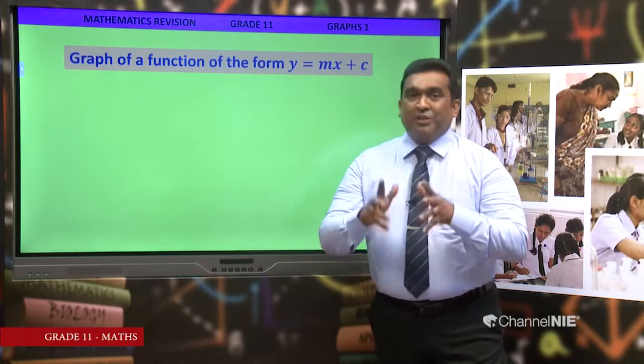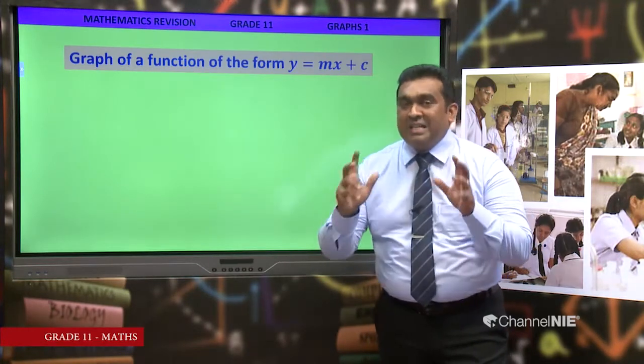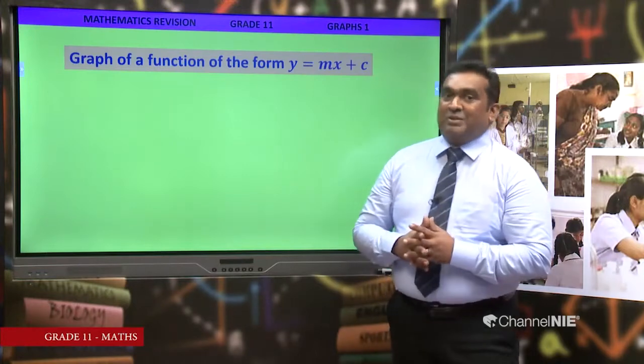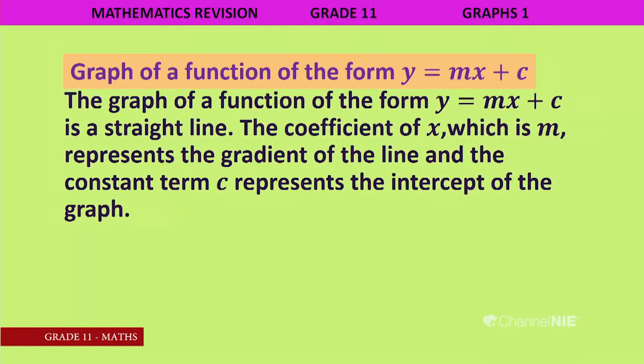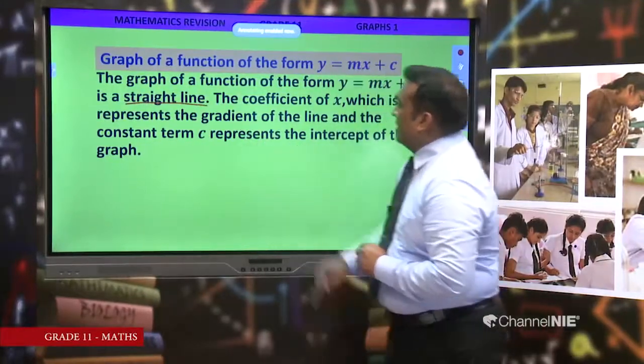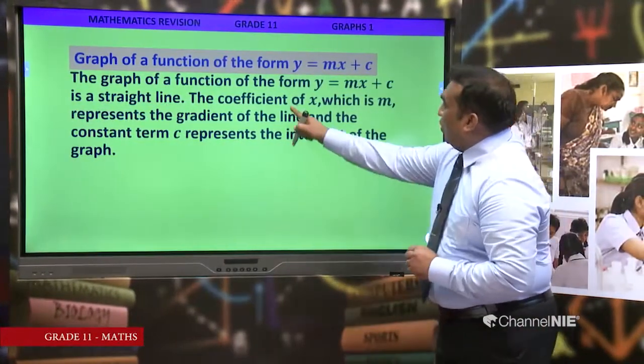What are the properties of a straight line? Especially in a Cartesian plane, we discuss a straight line using the gradient and the intercept. Then what is the gradient? Usually the gradient is the slope of a straight line with the positive direction of the x-axis. Here the graph of a function of the form y equals mx plus c is a straight line, right?